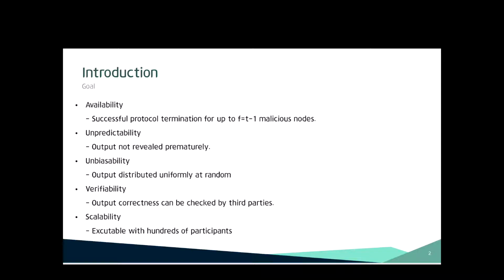Unpredictability means that no participant should know the result in advance. And bias-resistance means that the output distribution must be uniformly random. In other words, it shouldn't allow anyone to manipulate and bias it. Verifiability means the output must be verifiable by a third party other than the participating members. Finally, scalability means that the protocol should proceed normally for many participants, like hundreds or thousands.